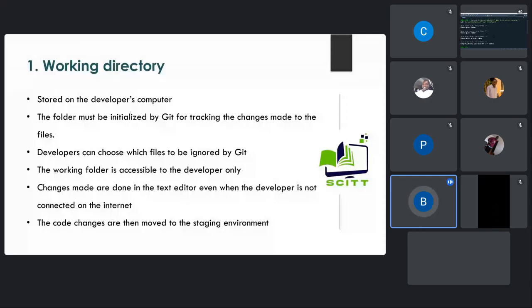On your working directory, you can also add a .gitignore. We'll look into that as we conclude. You're the only one who will be able to access the working directory. The other developers cannot access it. You can work on the working directory even when you're not connected to the internet. After finishing working on the working directory, these changes are moved into the staging environment.